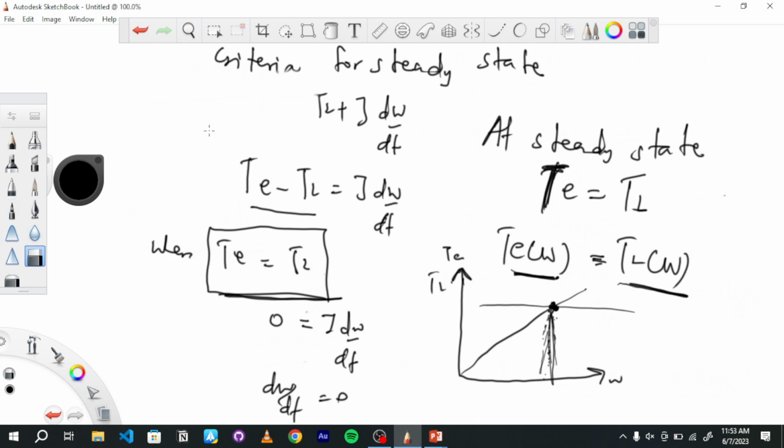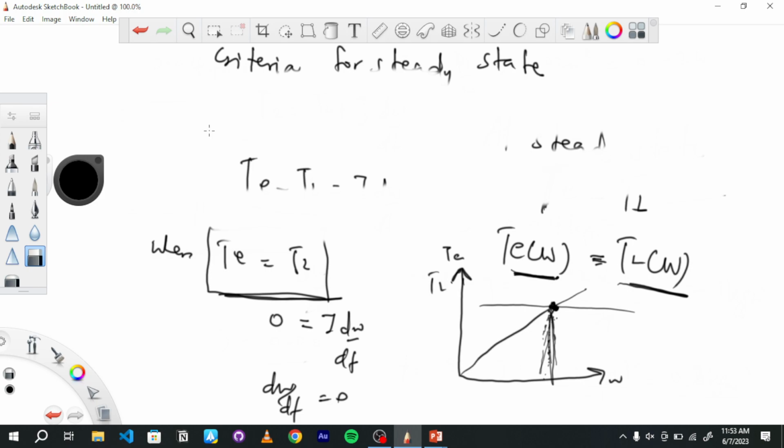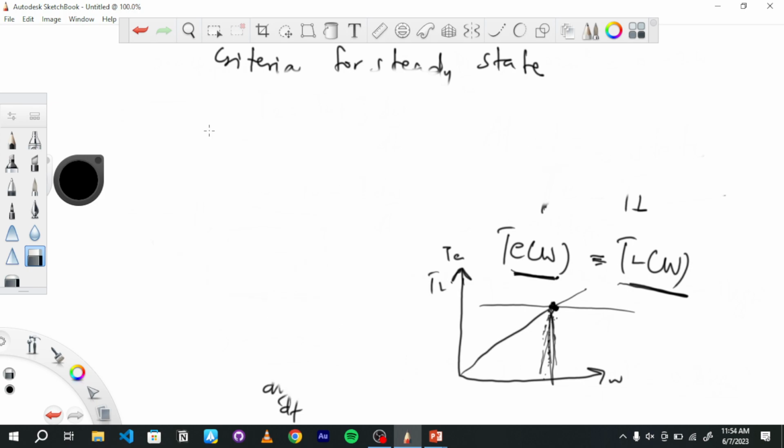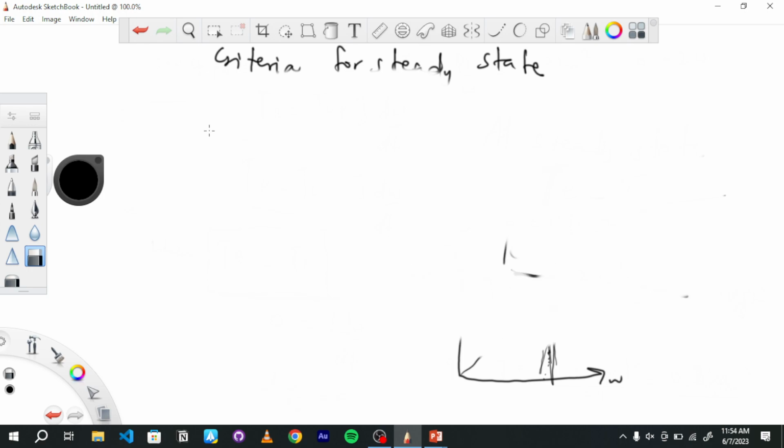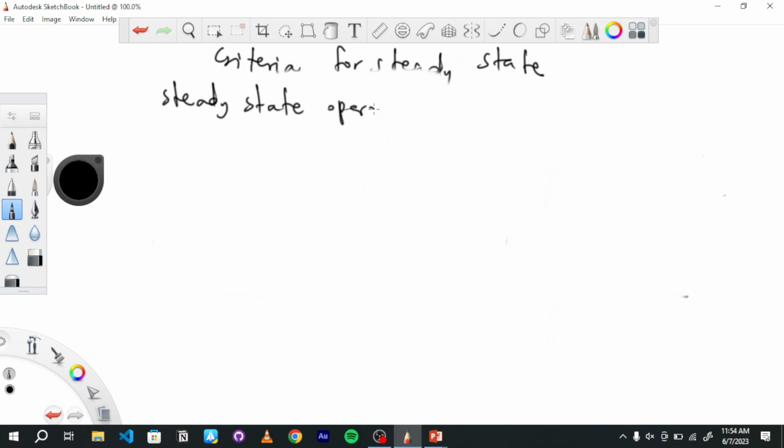Once I'm able to find the steady state value, the next thing is to determine if that operating point is a stable point or not. So the first thing they can ask is to find the steady state operating point, which we said that at the steady state, TE as a function of omega equals TL as a function of omega.